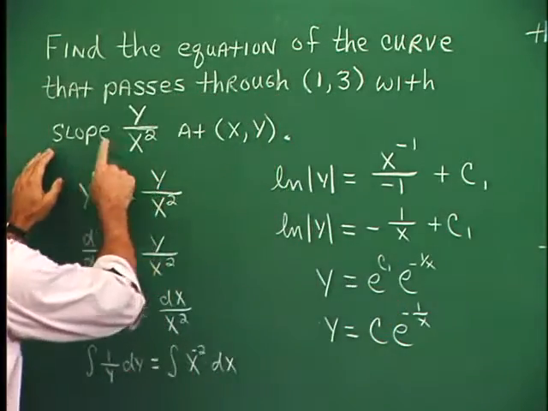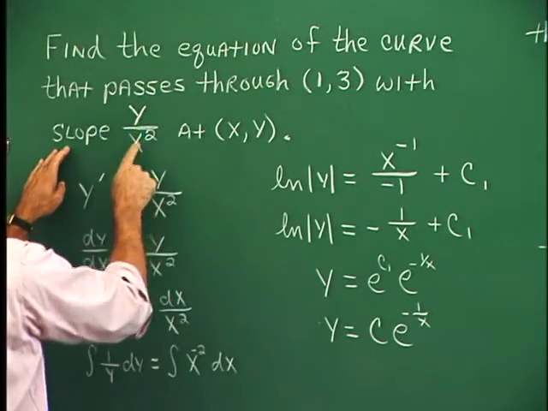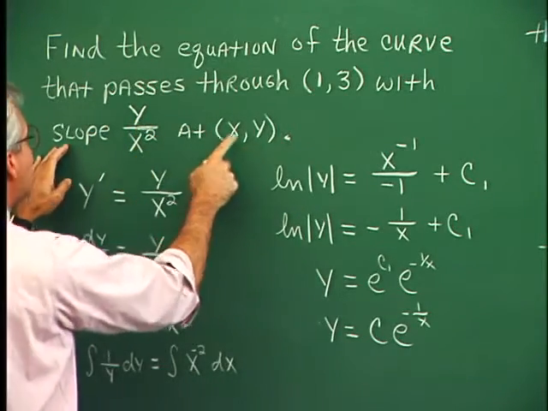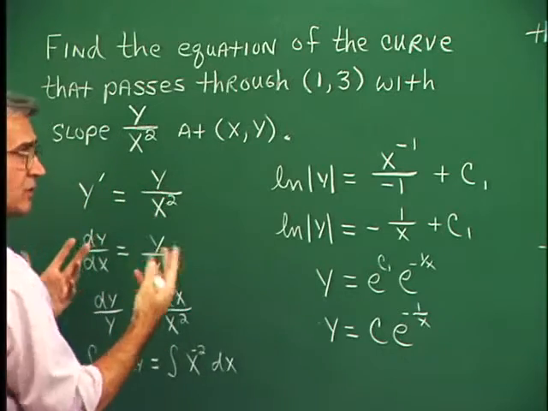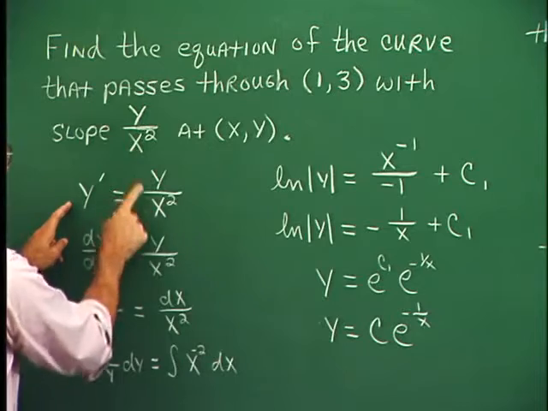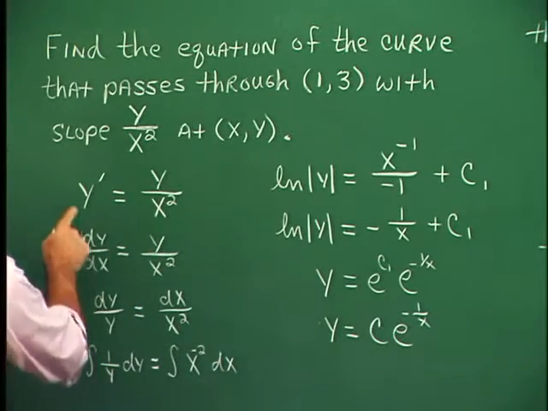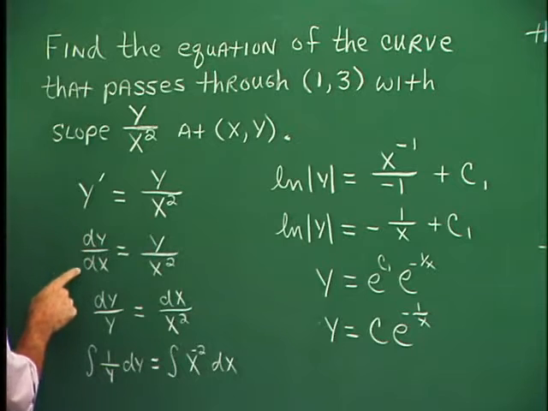Now, when we see that this curve has a slope of y over x squared at every point (x, y), that should bring up the notion of derivative. So y prime then is y over x squared. All right, and now we want to solve this. So we'll use separation of variables. We're writing y prime as dy over dx.